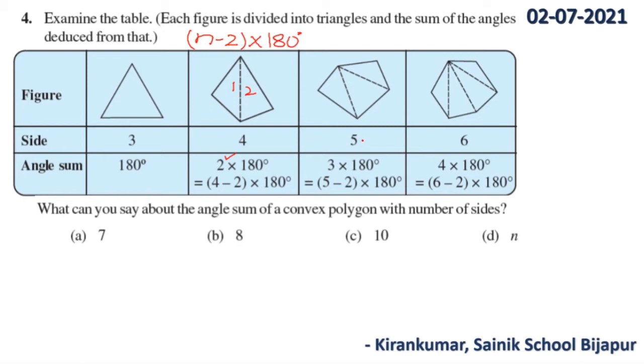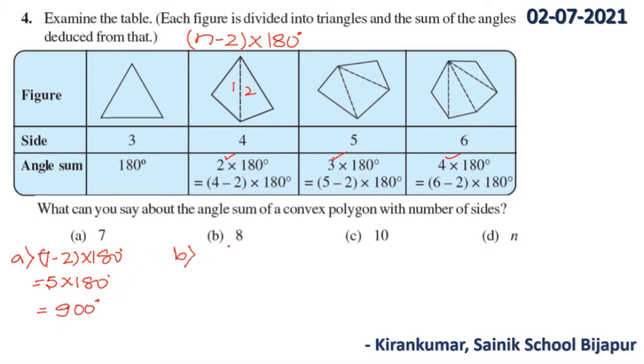If the number of sides is 5, 5 minus 2 is 3 times 180 degrees. Same way, for a hexagon, 6 minus 2, which is 4 times 180 degrees, the sum of interior angles. What can you say about the angle sum of a convex polygon with the number of sides 7? If the number of sides is 7, then the sum of angles is 7 minus 2 times 180 degrees, which is nothing but 5 times 180 degrees, 900 degrees.